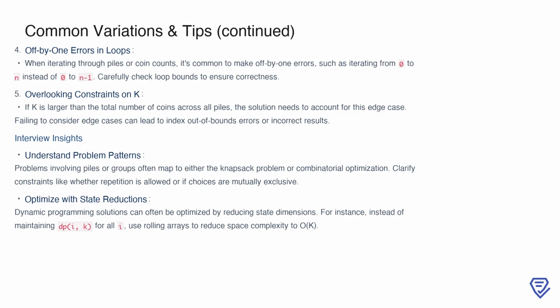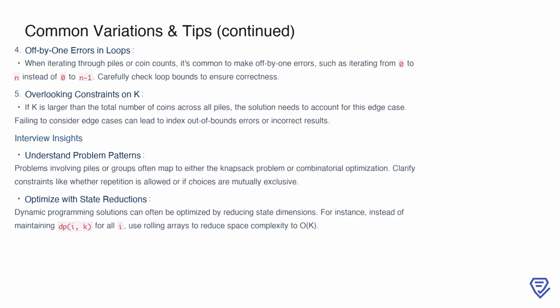Additionally, it's important to consider constraints on k. If k is larger than the total number of coins available across all piles, your solution must account for this edge case. Ignoring such scenarios can lead to index out-of-bounds errors or invalid results.